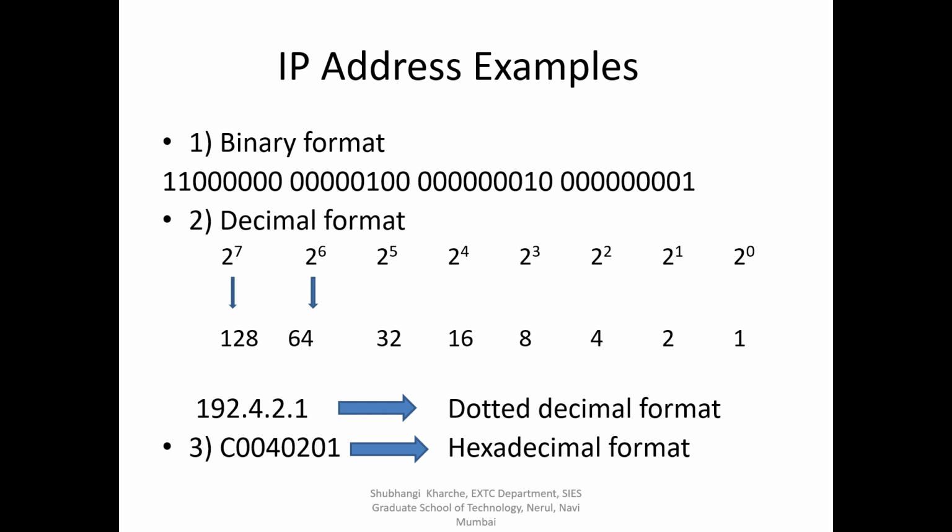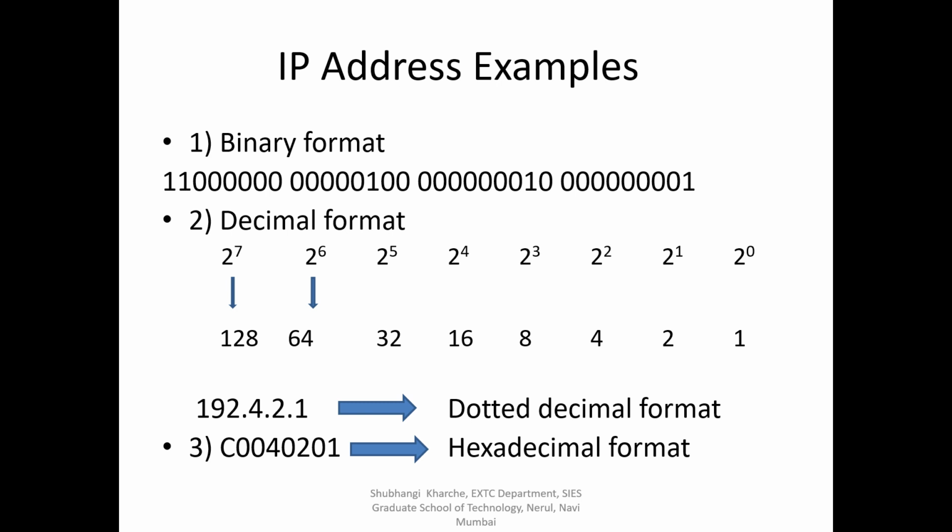Second octet value corresponds to 2 raised to 2, that is 4. Third octet value corresponds to 2 raised to 1, that is 2. And fourth octet value corresponds to 2 raised to 0, that is 1. Thus this binary form of IP address in dotted decimal format is 192.4.2.1. Now similarly, we can convert the binary form of IP address to hexadecimal format.